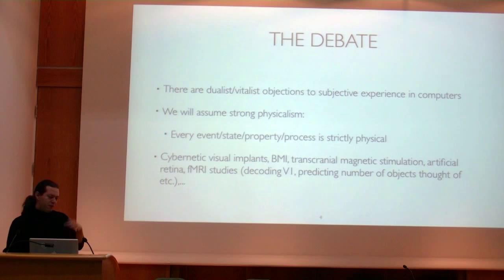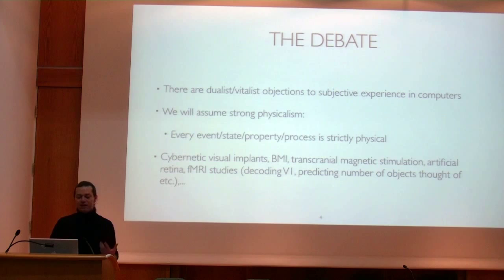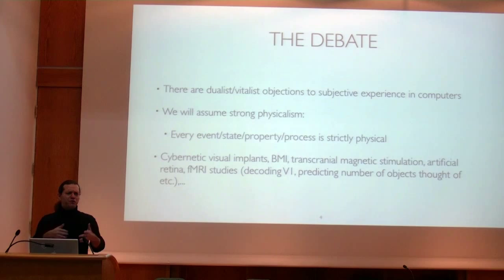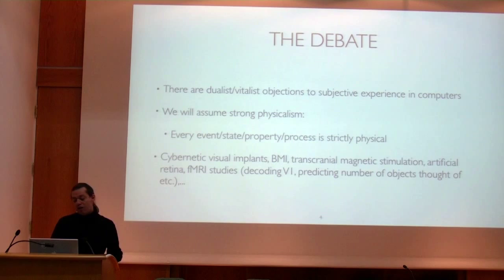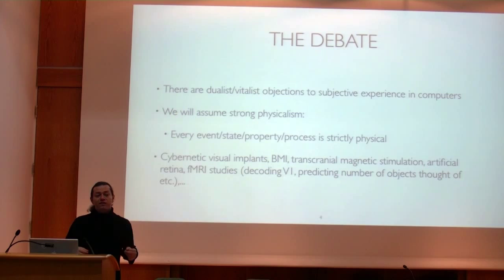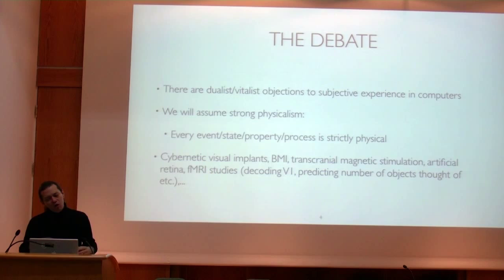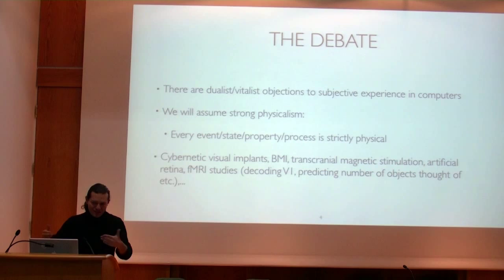If you think about recent work in neuroscience, such as cybernetic visual implants, the stuff that takes camera input and feeds it right back into the visual cortex, brain-machine interfaces, all sorts of devices that let people control prostheses or other devices, lets monkeys control virtual mouses, and transcranial magnetic stimulation, the artificial retina that was recently devised, all sorts of fMRI studies, the one I mentioned earlier, the decoding of V1, predicting the number of objects a subject is currently thinking of through fMRI data. These are all in support of a very strong kind of physicalism with respect to neuroscience.